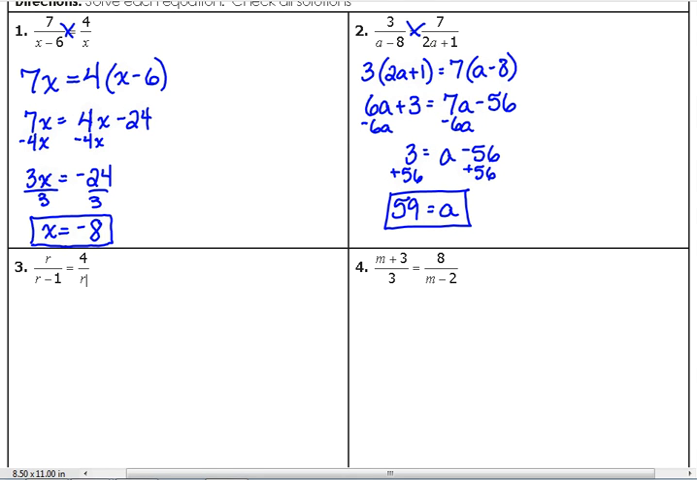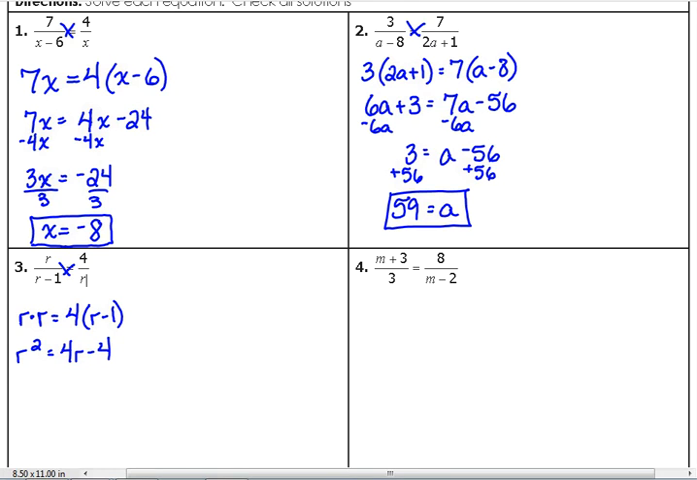Okay, number 3, same thing, cross multiply, but this time we get r times r is equal to 4 times r minus 1. Yep, r times r is r squared. So we haven't had to deal with the squared yet, but that's okay, we can handle it. Distribute the 4, 4r minus 4. What kind of equation is this? It's not a linear equation anymore.